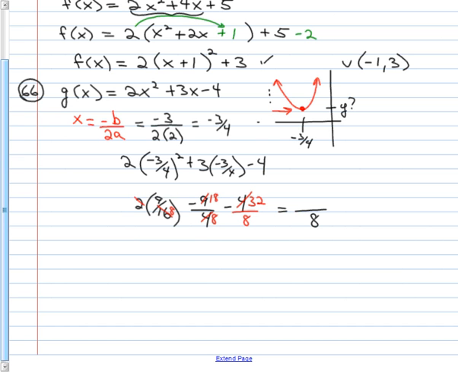What's 9 minus 18? Negative 9 eighths minus 32. What's negative 9 minus 32? Negative 9 minus 32 is how much? Negative 41.